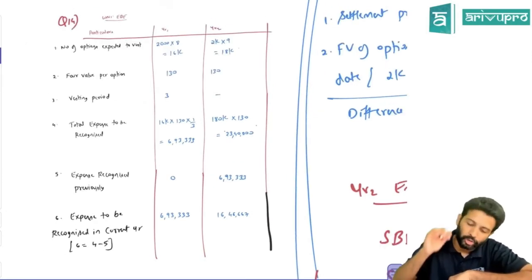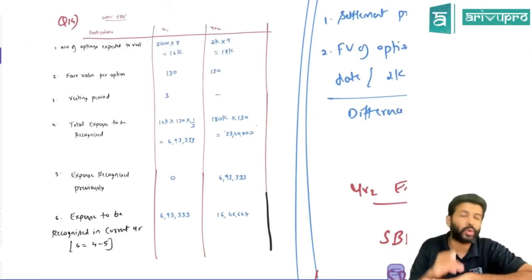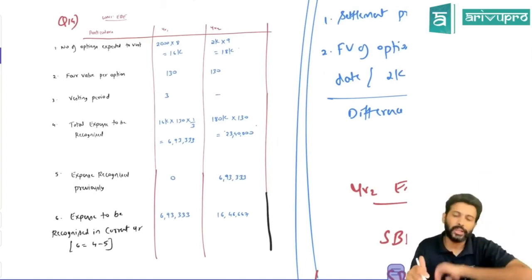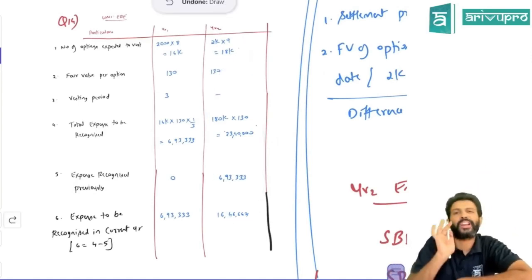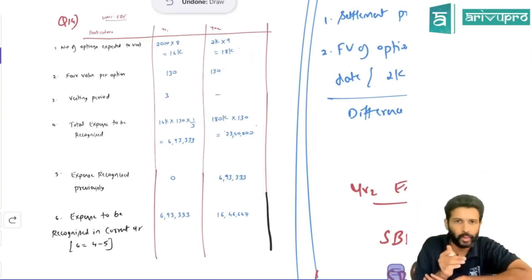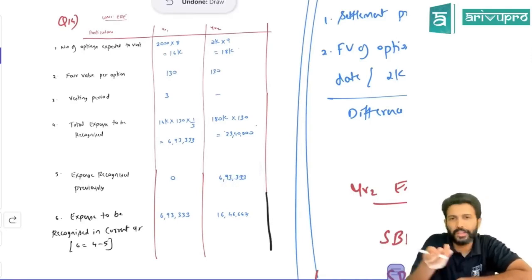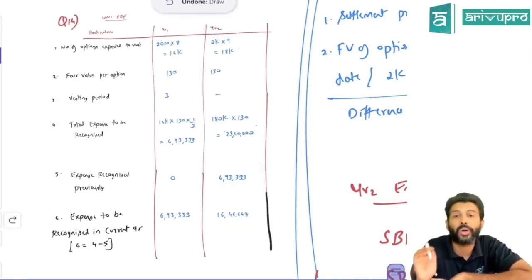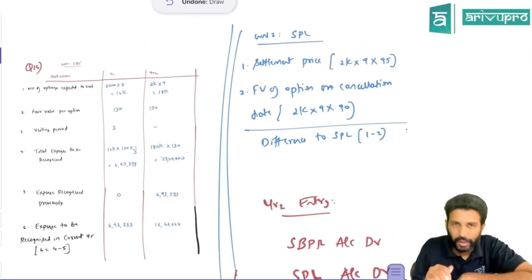So no matter what you do, the total employment benefit expenditure has to be booked. Since you cancelled this in the second year, the total expenditure will get booked in the second year itself, minus whatever was recognized previously. And that will be the expense for the current year. Okay, sir. All right. This is one part of the scheme.